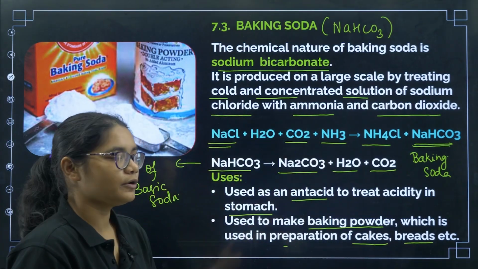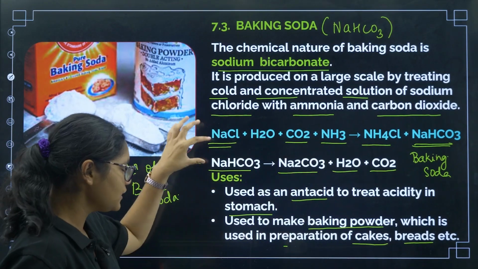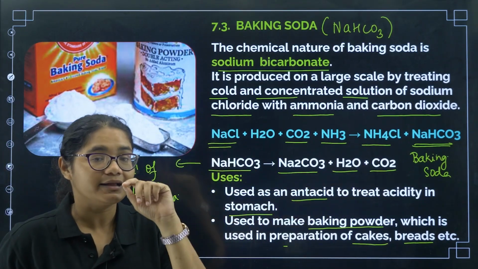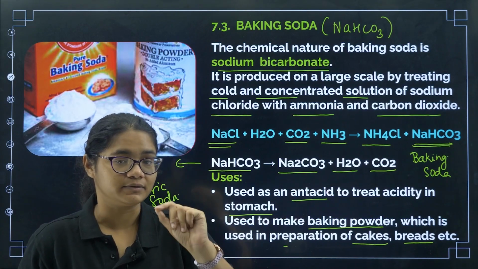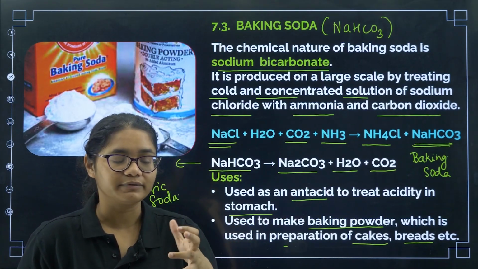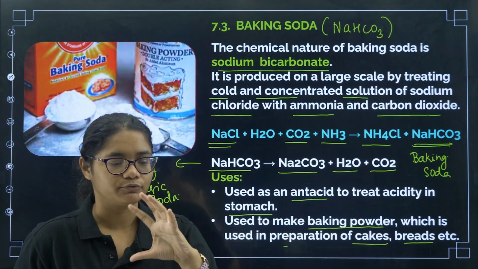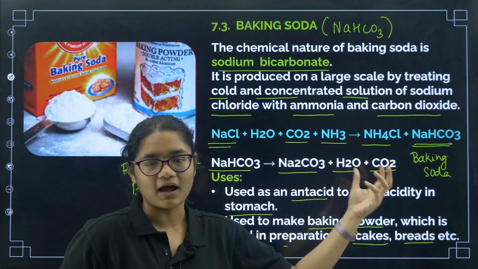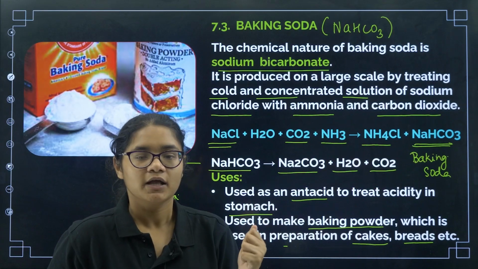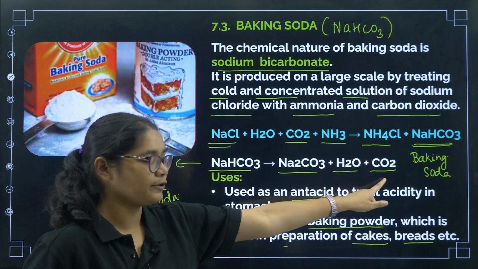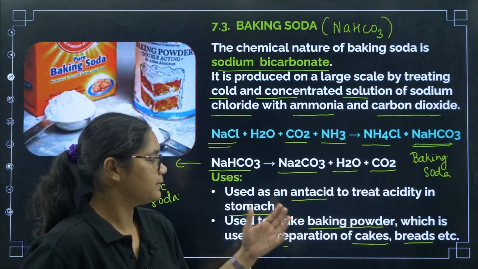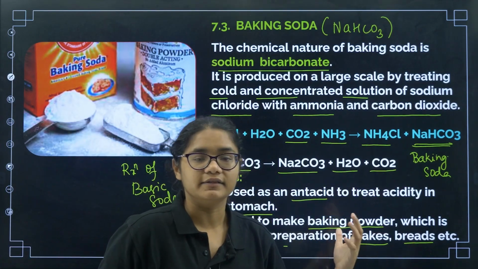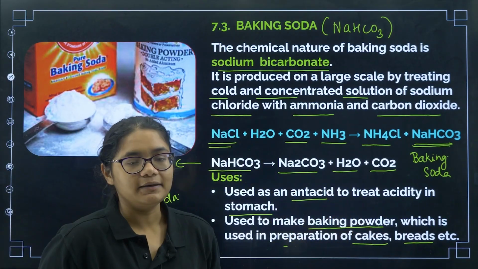So what exactly is happening? When you use baking soda, it produces carbon dioxide, and this carbon dioxide is responsible for the fluffiness, the softness that you feel, which is formed due to the trapped carbon dioxide in the cake. So we need this NaHCO3 to produce carbon dioxide. So baking soda is used in baking powder, which we use to make cakes and breads, etc.